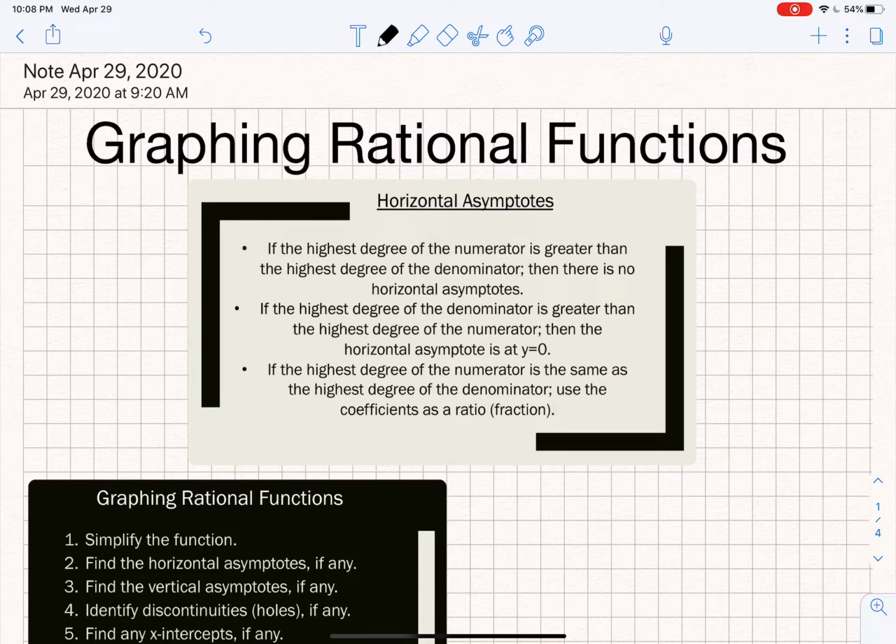Hello everyone. Today we're going to be learning about graphing rational functions. First we're going to learn about horizontal asymptotes, and we're going to use those too in order to graph rational functions.